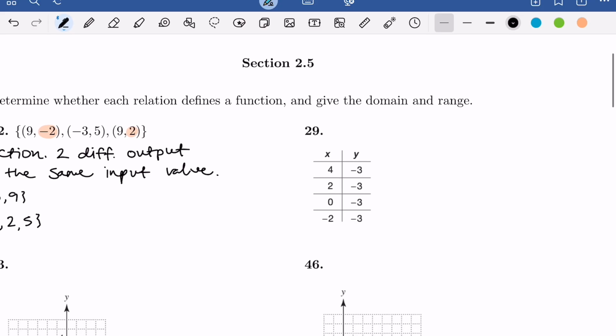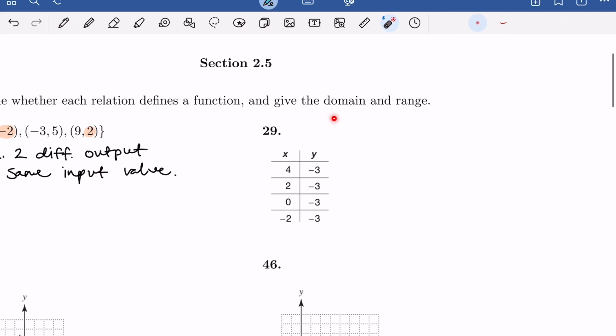Let's look at 29 here. Now we still have a relation, like I said, this is all of our input and all of our output values. Now notice we have a bunch of different inputs. We don't have any repeated inputs. We have 4 gives us -3, 2 gives us -3, and so on. So in this case, this actually is a function.